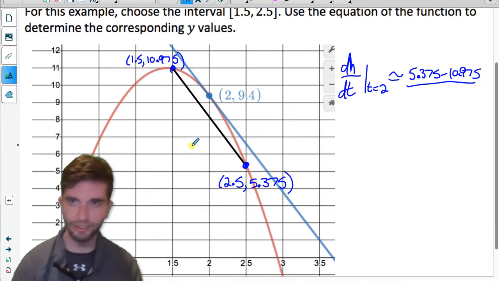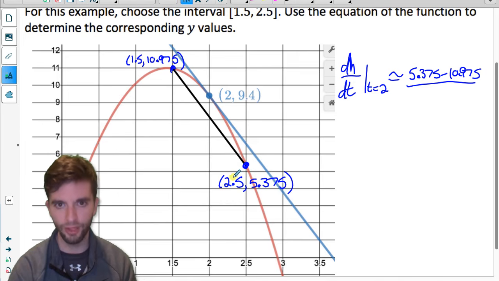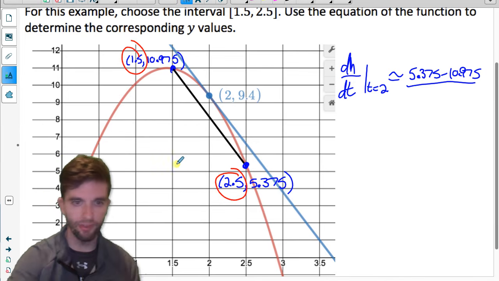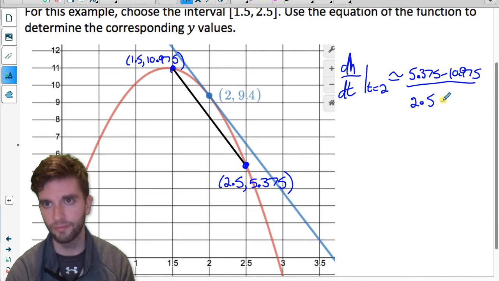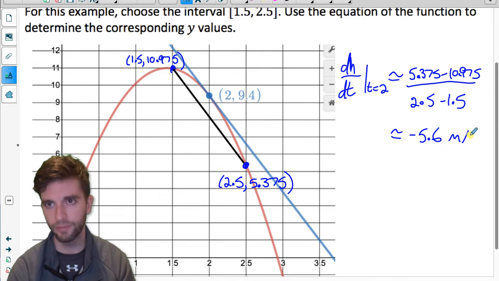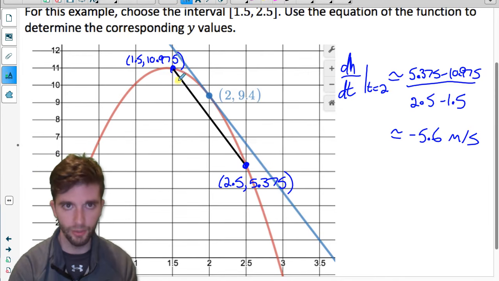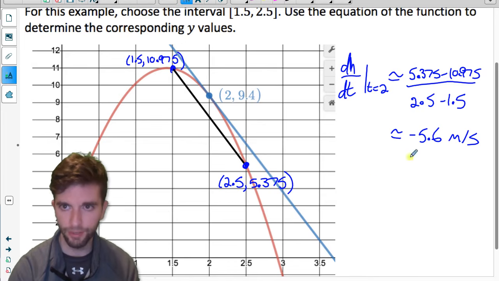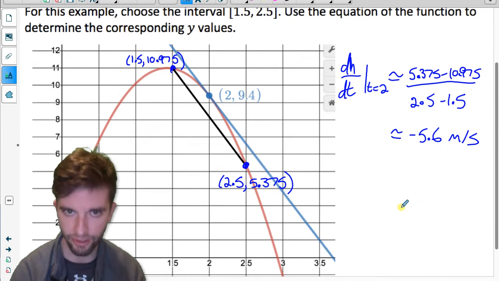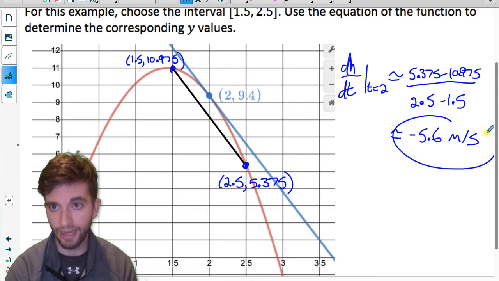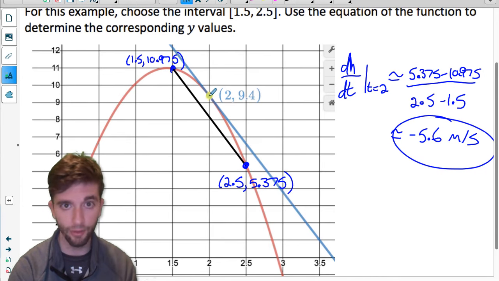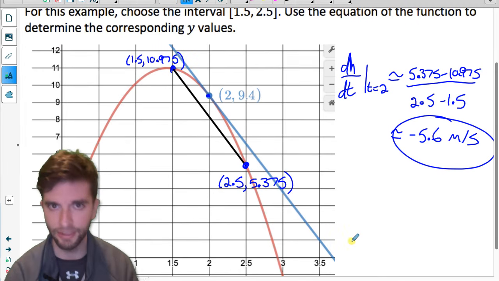So I did that height minus that height. Make sure when you find your change in times, you follow that same order and do that time minus that time. So 2.5 minus 1.5. And our calculation would give us negative 5.6 meters per second. So we know over the interval from 1.5 to 2.5, on average it's falling by 5.6 meters per second. So we'll use that as our guess for how the height is changing at the point in the middle of that interval, the point when time is 2. So our guess for the slope of the tangent is negative 5.6.